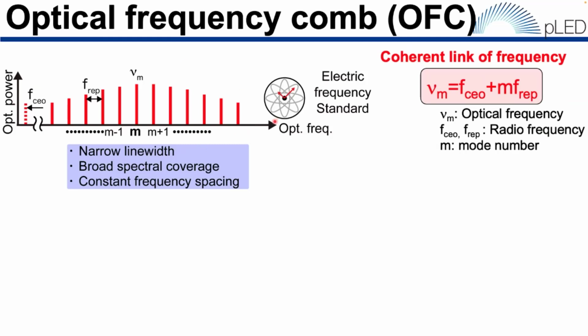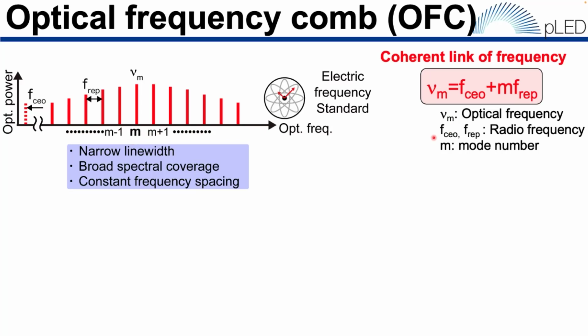OFC is composed of a series of frequency spikes regularly separated by a constant frequency. OFC possesses both characteristics of narrow line width and broad spectral coverage together with constant frequency spacing. The most important characteristic of OFC is given by this simple equation, where nu_m is the optical frequency of each OFC mode, f_CEO is the carrier envelope offset frequency, f_rep is frequency spacing, and m is the mode number of OFC.